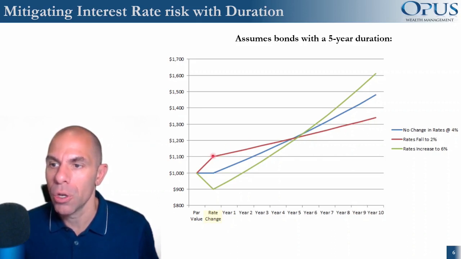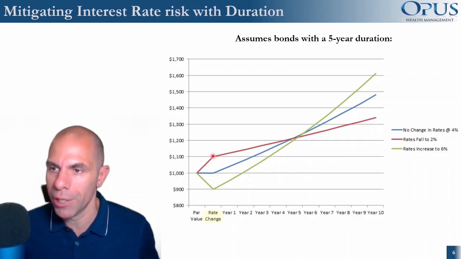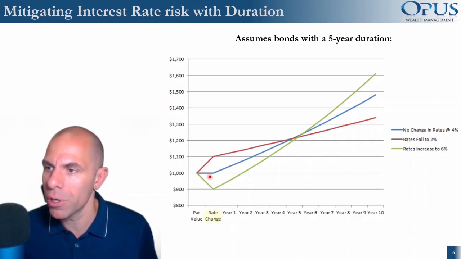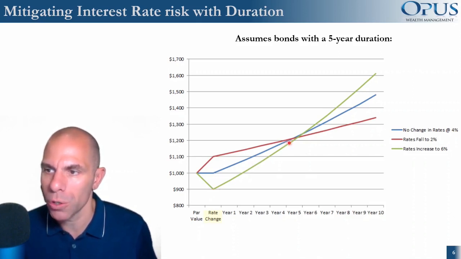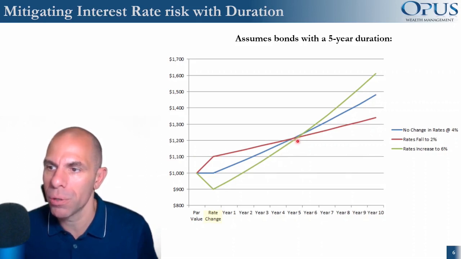So it's good short term. It appreciates your bonds short term for interest rates to fall. But long term, it's bad for you. The reverse: if rates increase to 6%, then you would lose 10% on your bond portfolio. But now you're living in a 6% world. You make up all your losses by your year 5, your duration year, and then the rest is gravy, right?